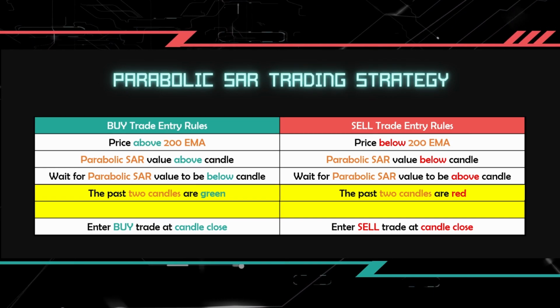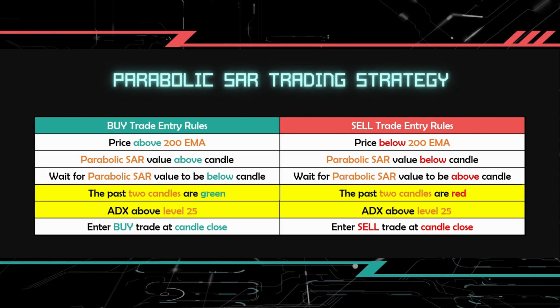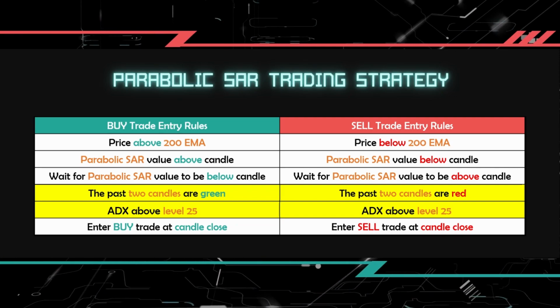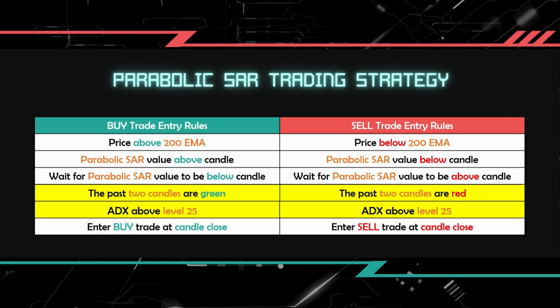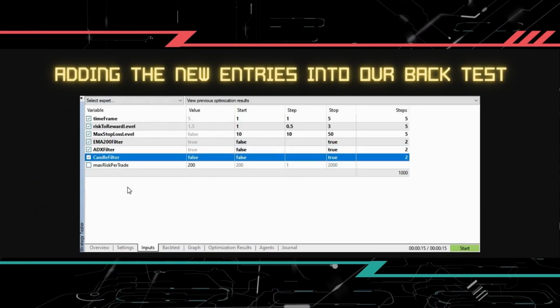We want to trade in a trending market, so for the second rule, we will use the ADX value to help us identify a trending market. We will only enter a trade when the ADX value is above 25. Let's include these 2 new entry rules into our backtest and see if it will give us a better result.